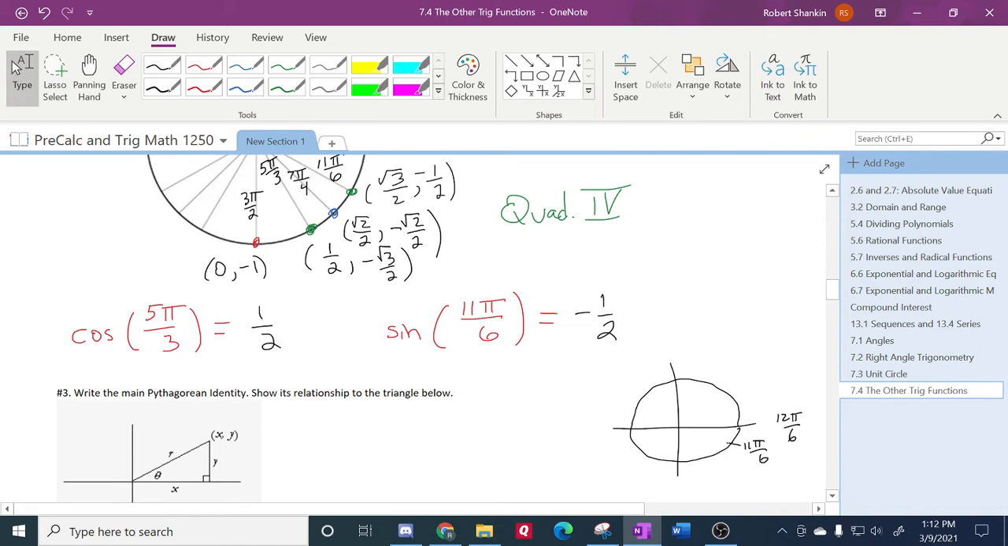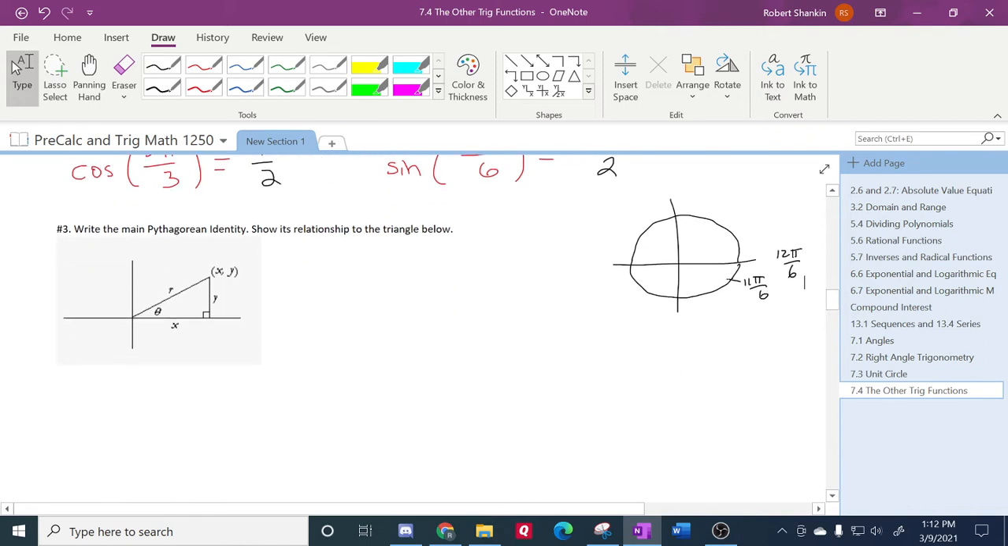Okay, let's go to number 3. Write the main Pythagorean identity. Show its relationship to the triangle below. So don't look this up. We gave it last time, the main Pythagorean identity. Do you remember what that is?